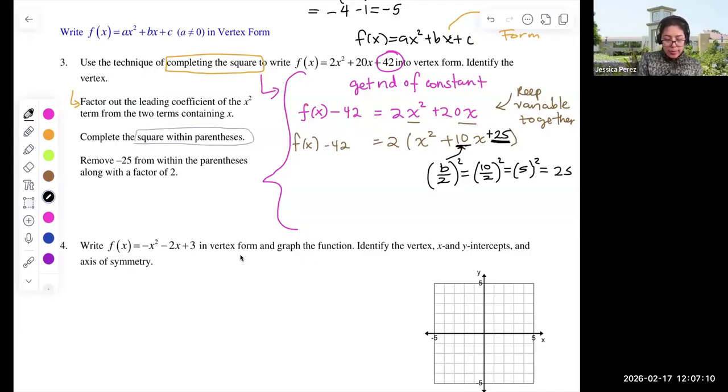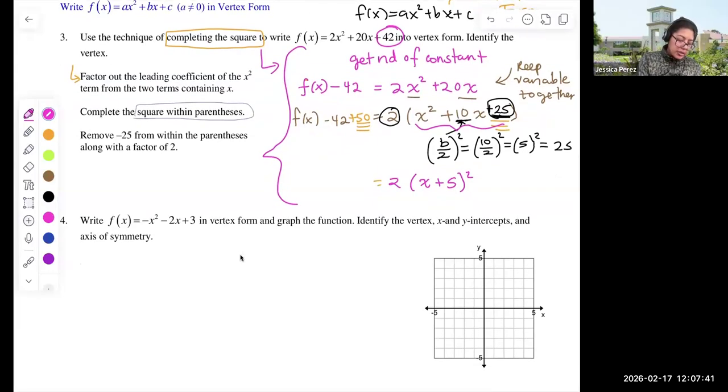But in reality, what you did was add 2 times 25. That's 50. Whatever I do to one side, I do to the other, so I have to add 50 here. I added 50, I added 50. Now I complete the square and have 2 parentheses x plus 5 squared, because x squared plus 10x plus 25 is x plus 5 squared, the perfect square trinomial. On this side, I have negative 42 and a positive 50, which gives me a positive 8.